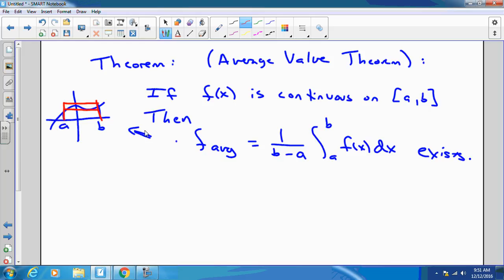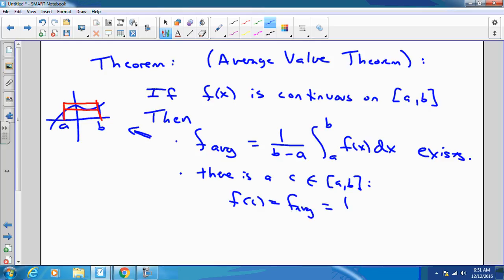I'm sorry, those should not be able to go to 0. Those should be able to approach each other. Their difference should go to 0. That's the part that I don't prove. And the second point is, there is a c somewhere in a to b such that f of c equals the average value.